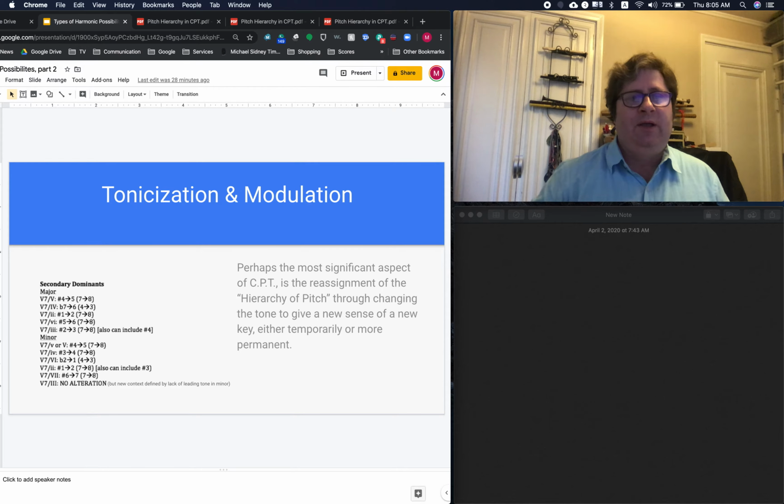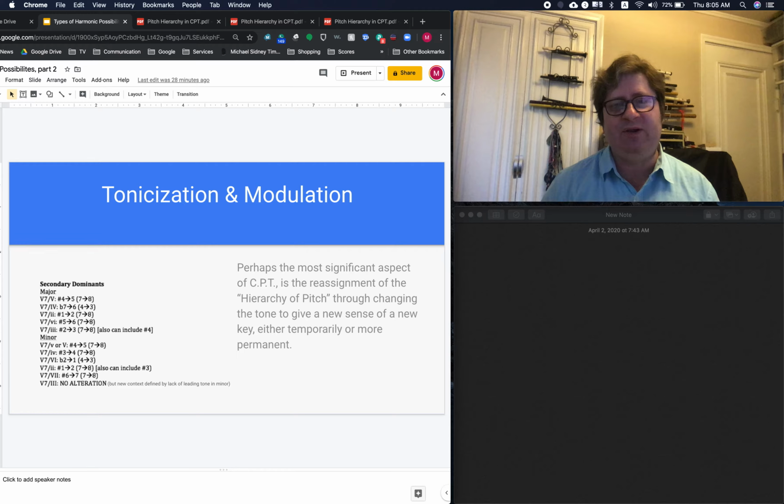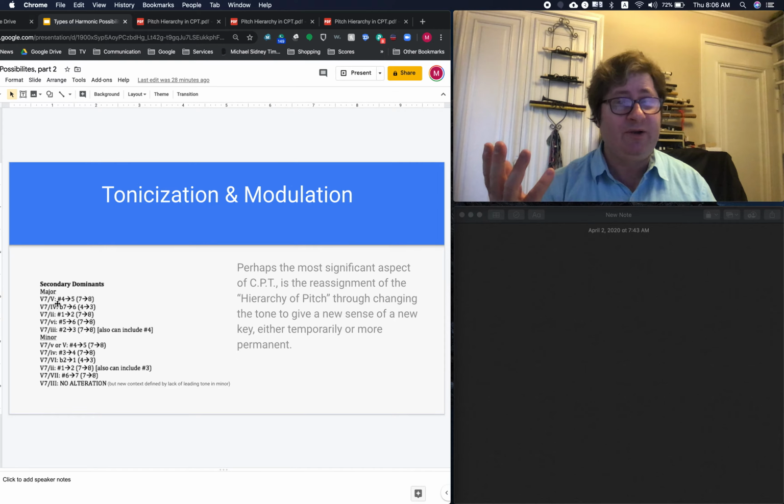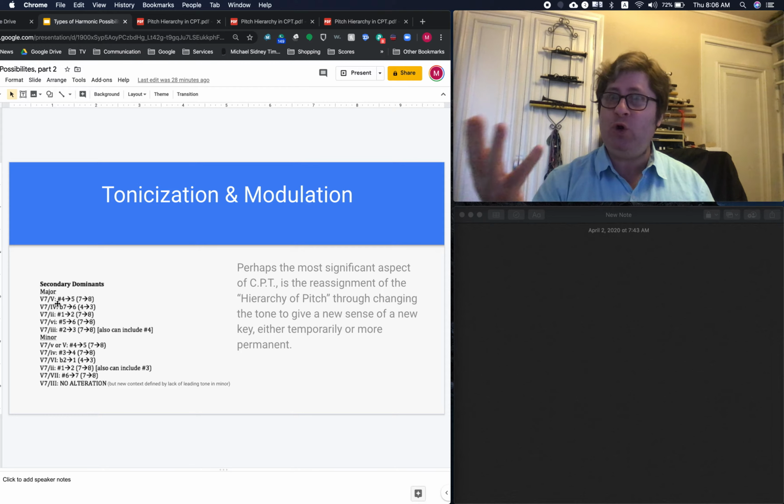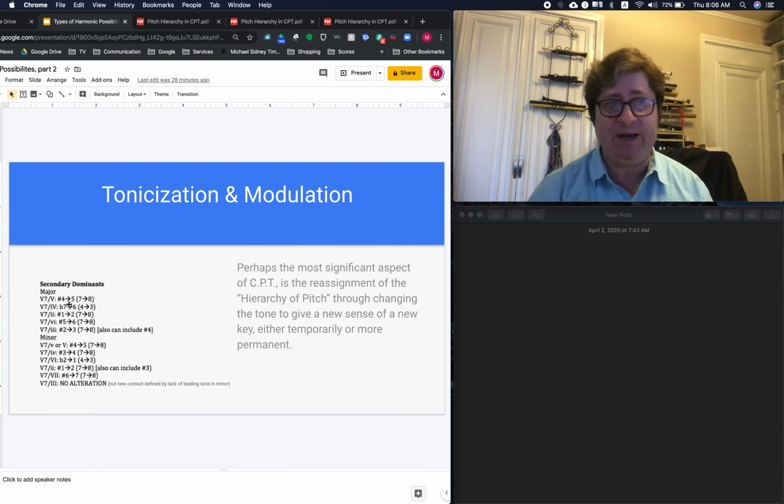Next line. I don't have many more examples of common practice tonality, but perhaps the most significant aspect of common practice tonality is the reassignment of the hierarchy of pitch through changing the tone to give a new sense of key, either temporarily or permanently. So what am I talking about? In secondary dominance, for example, if we raise the 4th scale degree in a key, suddenly we have a new leading tone, and so suddenly we momentarily feel like we went to the dominant.